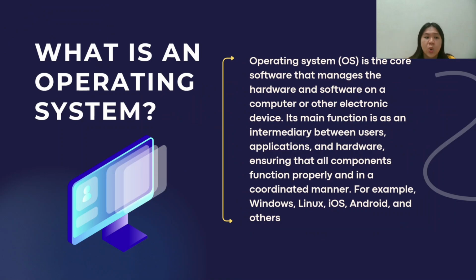First, what is an operating system? An operating system, or OS, is the core software that manages the hardware and software on a computer or other electronic device. Its main function is as an intermediary between user, application, and hardware, ensuring that all components function properly and in a coordinated manner. Examples of operating systems are Windows, Linux, iOS, Android, etc.